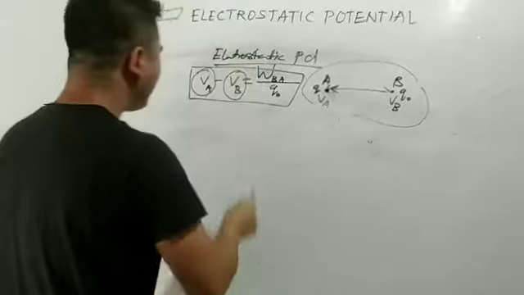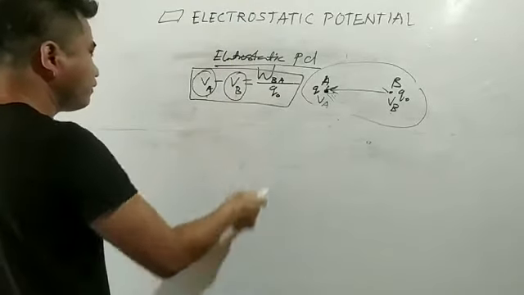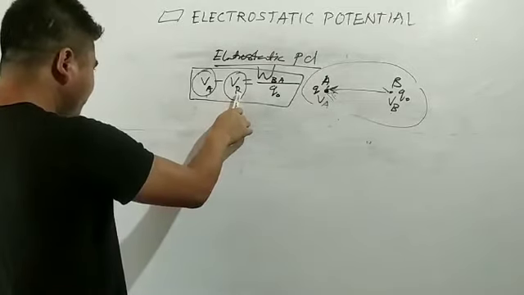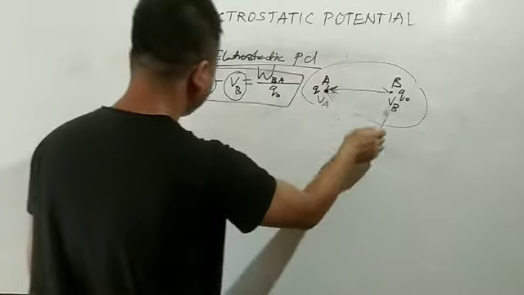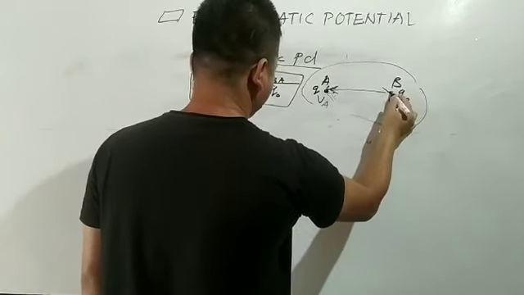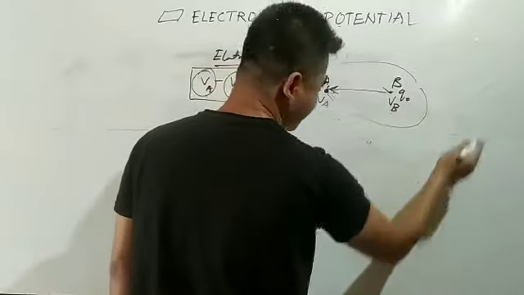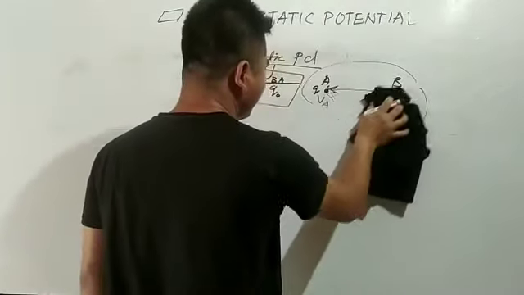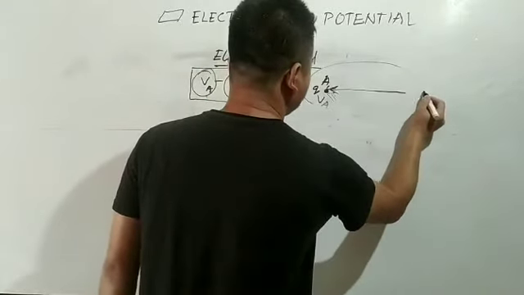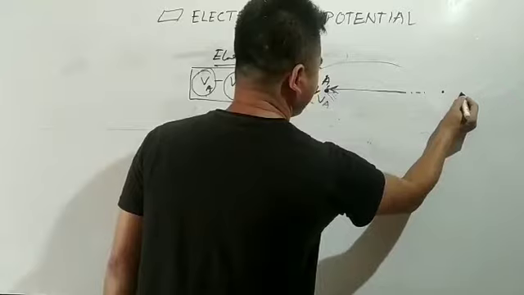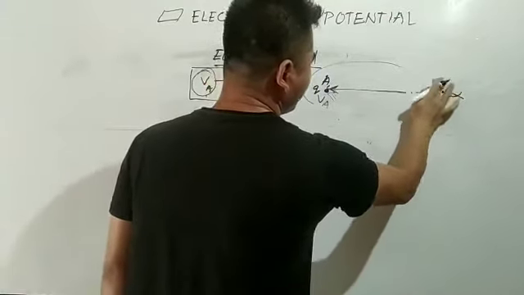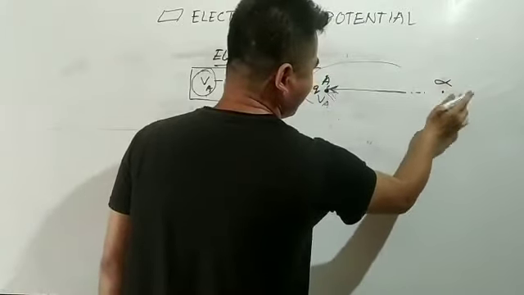So in order to make this VB 0, what do we have to do? We have to make this VB, what is VB? VB is this one. That means we have to place this charge at infinity, that means at a very large distance. So if we make this VB infinity, this point B is at infinity. I will just use infinity. So Q naught.